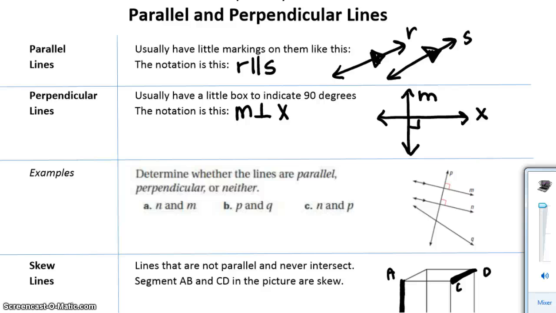Parallel and perpendicular lines are today's topic, so let's get started. First thing we're going to talk about is parallel lines, and parallel lines usually have markings on them. If you see in the picture here, there's a marking here and a marking here, and that means that those two lines are parallel to each other. So anytime you see those little triangles on some lines, that means those lines are parallel to each other.